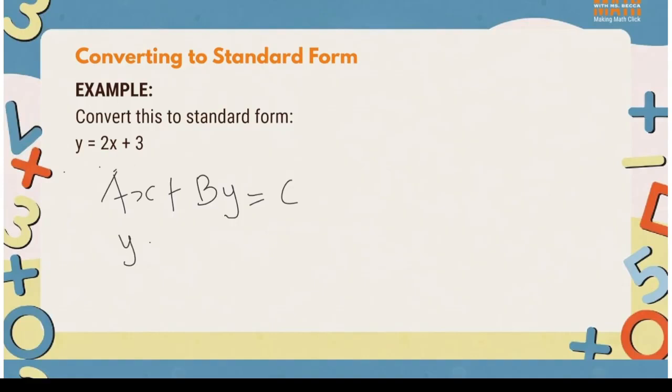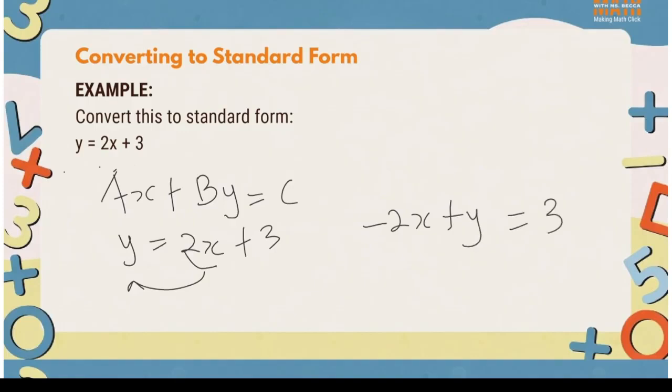Here now we have y equals 2x plus 3. Let's bring 2x to this side. Then it becomes negative 2x equals negative 2x. Okay, y is here, so this will become negative 2x plus y. Once we bring 2x to the other side, we still have our y there, so this will become negative 2x plus y equals 3. And remember, our rule says a must not be negative.